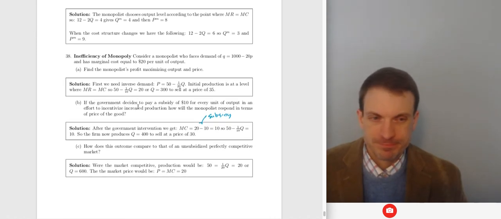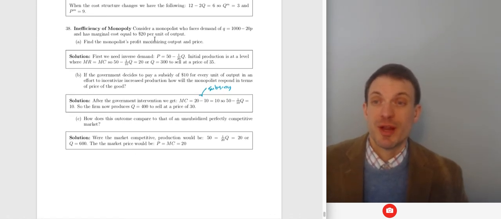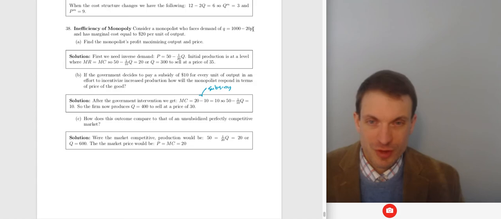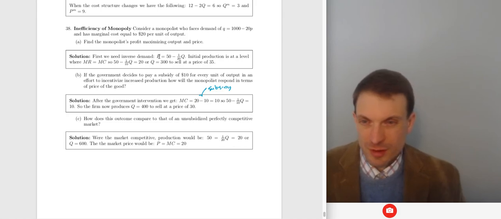All right. Last one, inefficiency of monopoly. Suppose we have a monopolist who faces demand Q is equal to 1,000 minus 20p, has marginal cost equal to 20 per unit of output. First, we have to get our inverse demand, so solve this for P. So 20p is equal to 1,000 minus Q. So P is equal to 50 minus 1 over 20Q.